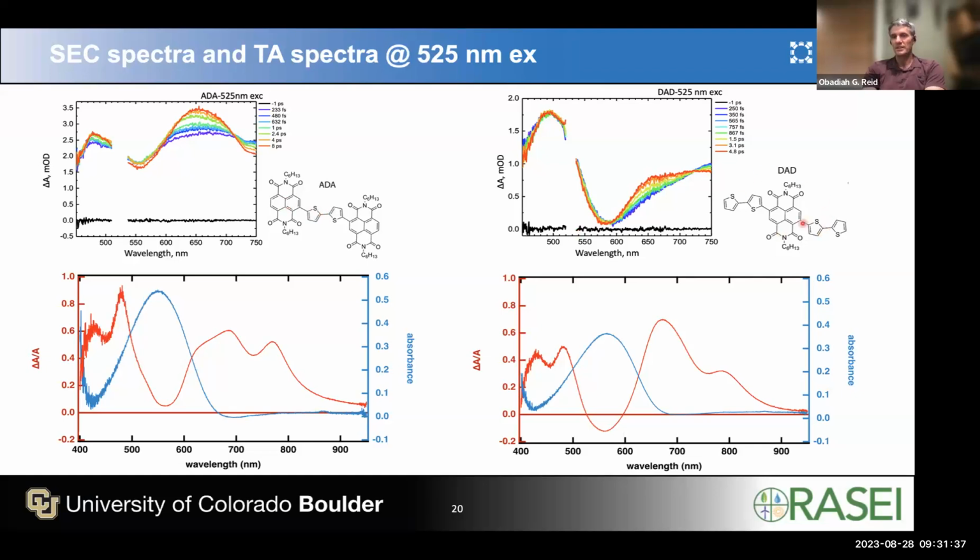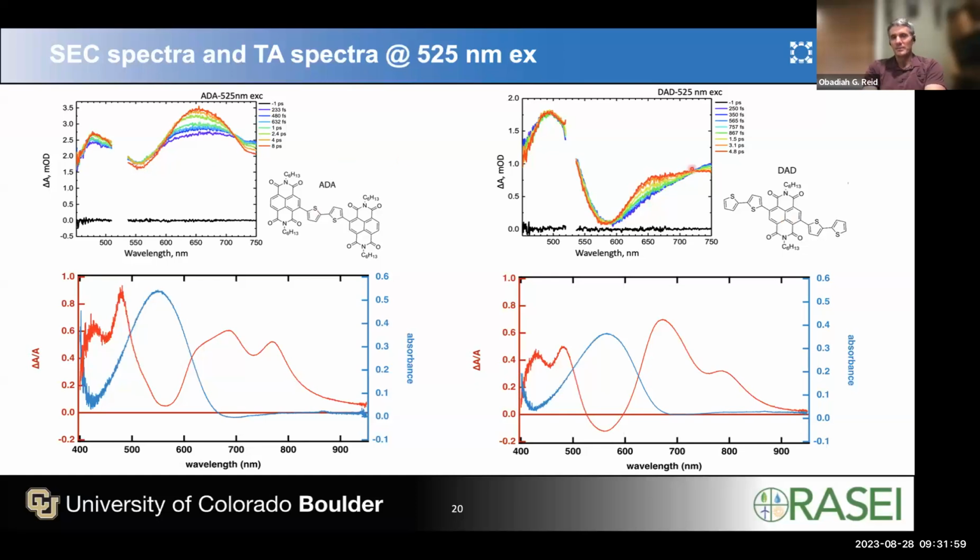Whereas in the DAD case, when you reduce the NDI, you do fully bleach the transition, and it's much, much stronger relative to the ADA case. And that bears out, right? The same thing happens in the TA spectra of these two compounds.